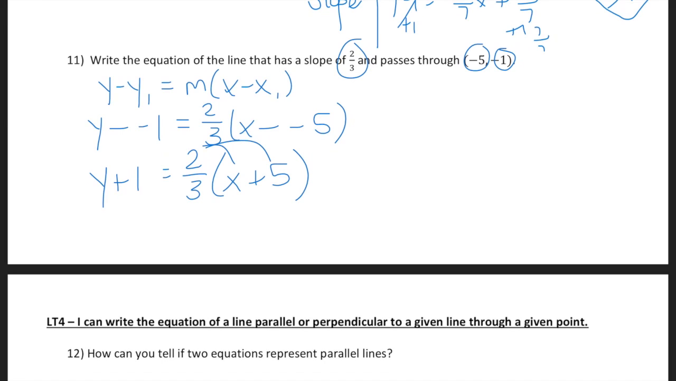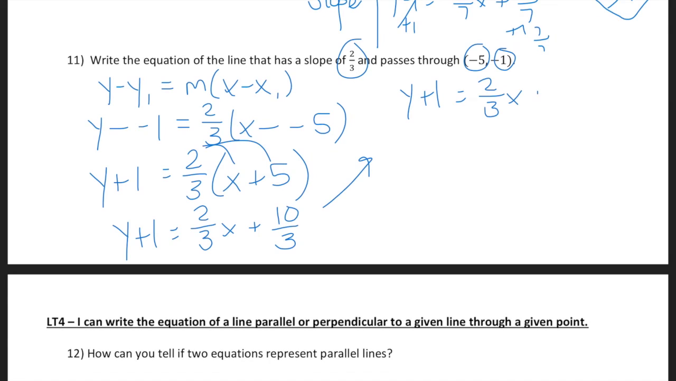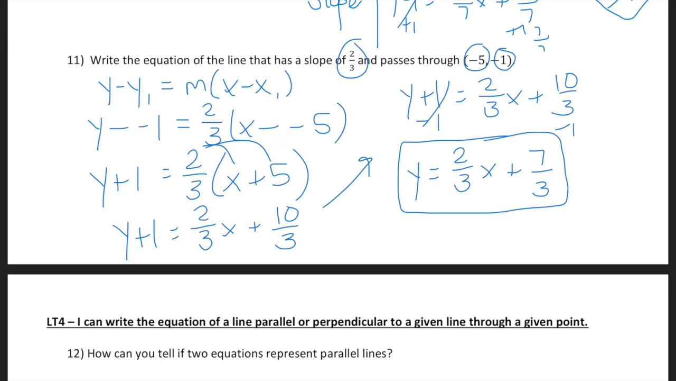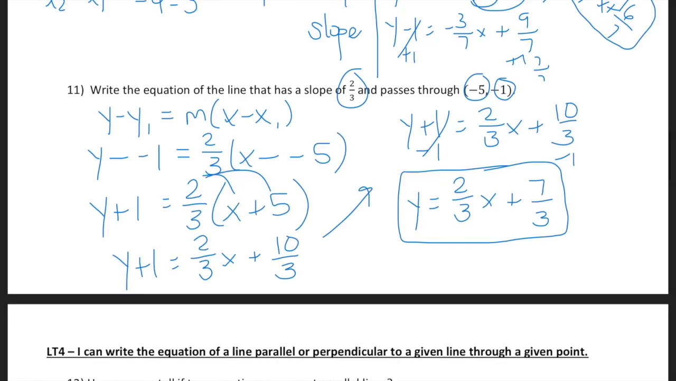All right, distribute right here. 2/3 x plus 10/3. And then let me come over here and rewrite. I need to subtract 1 on both sides to simplify. 1 would be 3/3, so 10/3 minus 3/3 would be 7/3. And there's our equation.